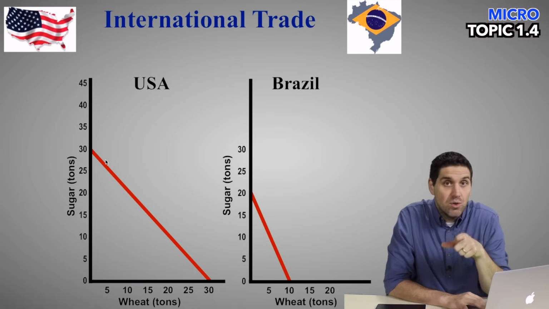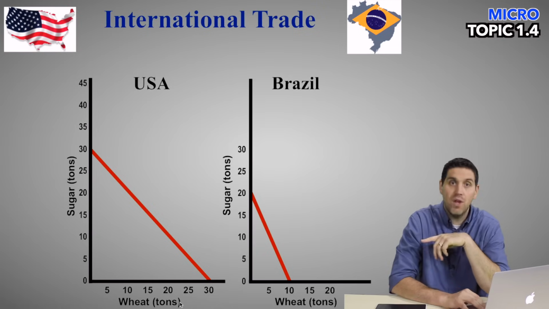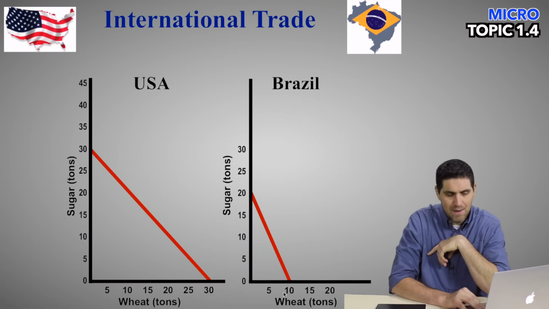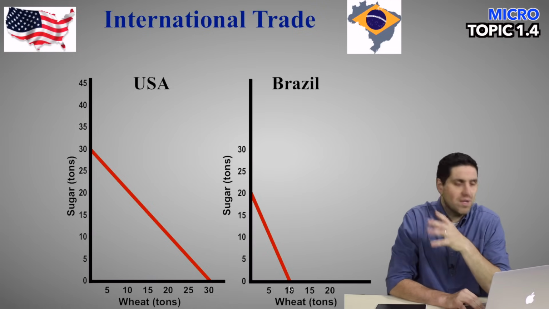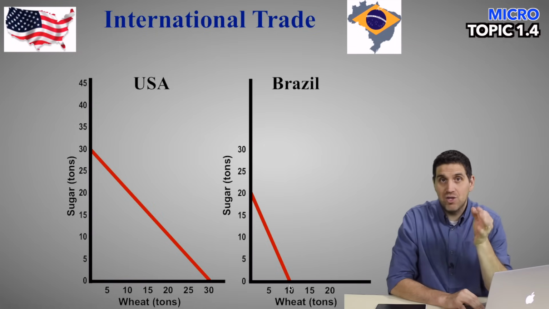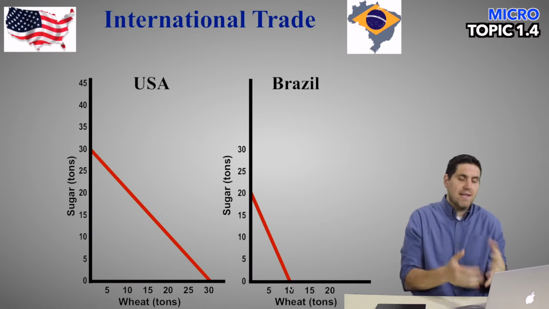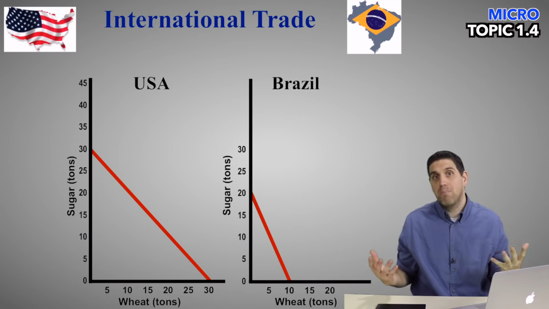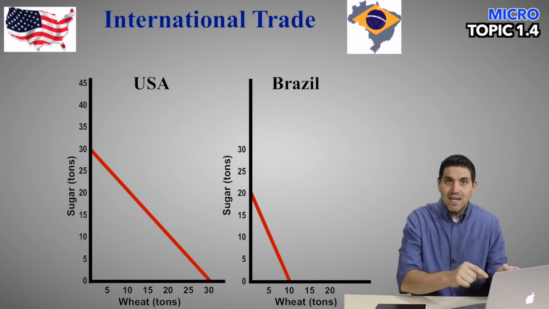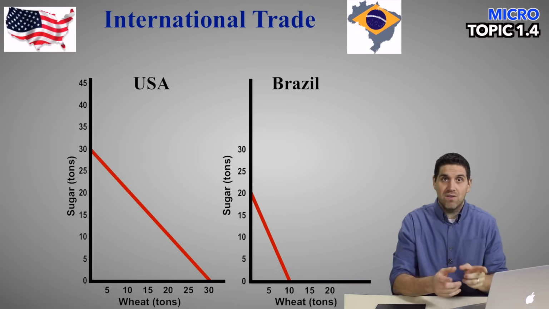Now, who has an absolute advantage in the production of wheat? Well, the United States. They produce 30 and Brazil can only produce 10. So you can see the United States has an absolute advantage in both. Now, people assume that if the United States can produce more of both, we should produce both, but we don't. This is the idea of international trade and comparative advantage.